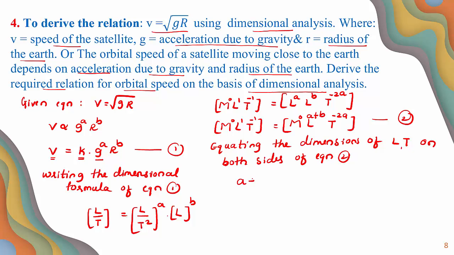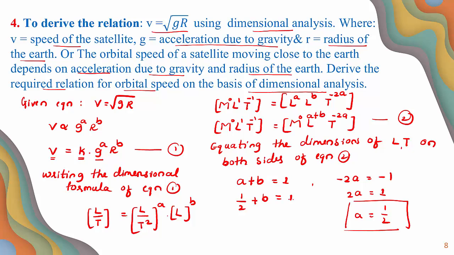So I can write A plus B equal to 1. Here T raised to minus 1, T raised to minus 2A. Minus 2A equal to minus 1, or 2A equal to 1. A equal to 1 by 2. Right? Then here A plus B equal to 1. A equal to how much? 1 by 2 plus B equal to 1. So B equal to, we can write 1 minus 1 by 2. So here we can get the LCM as 2. 2 minus 1 will be 1. So again we got the answer B equal to 1 divided by 2. A equal to 1 by 2 and B equal to 1 by 2.